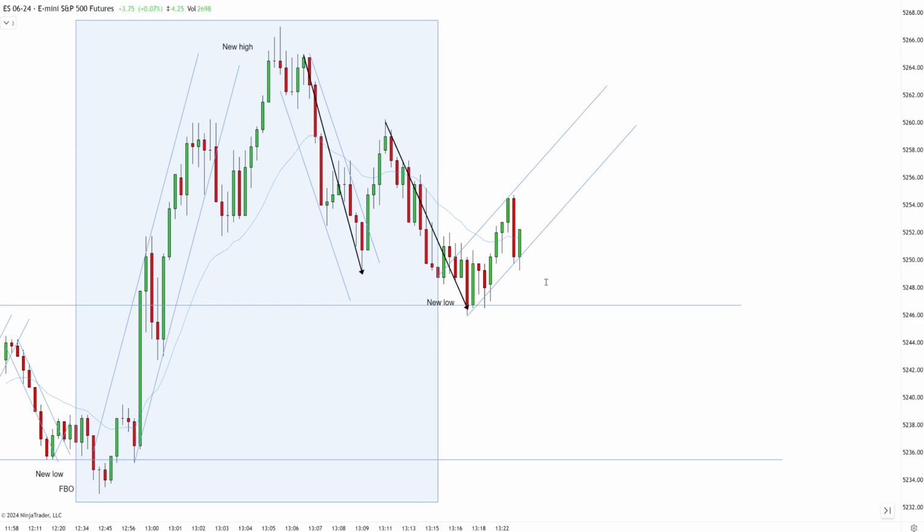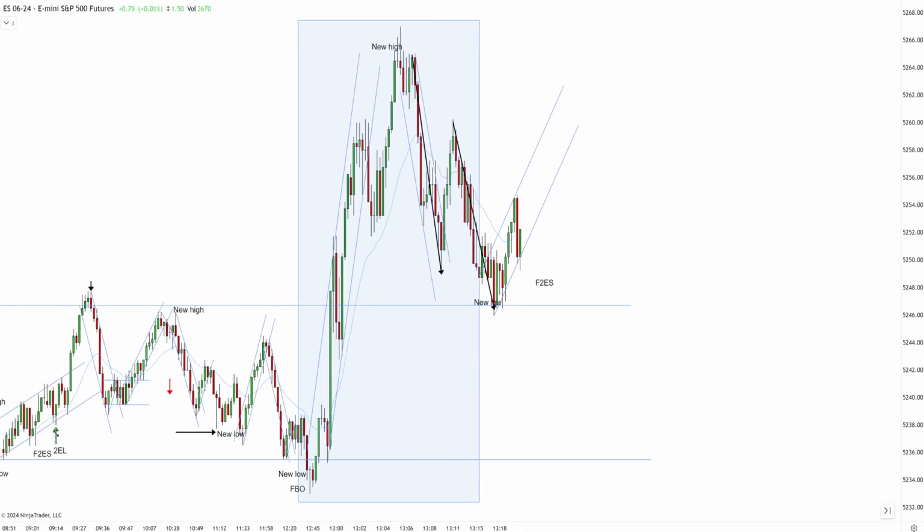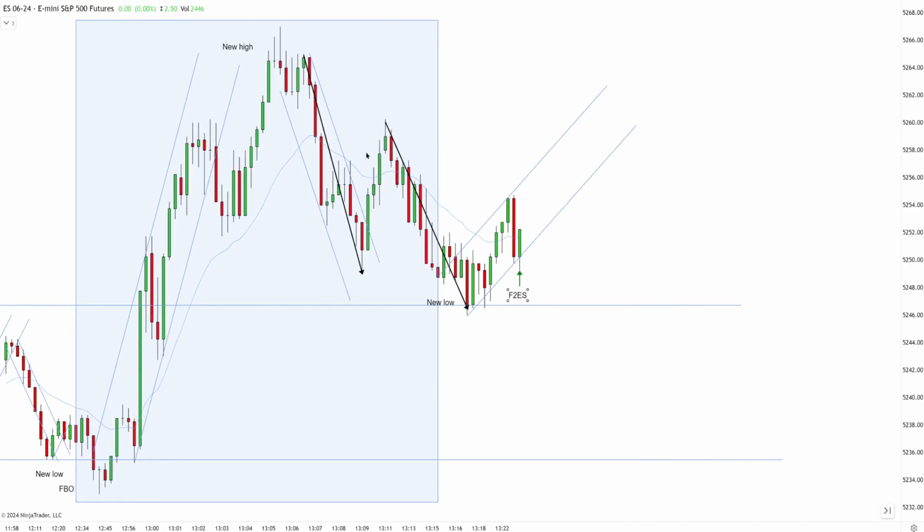This is great. Failed second entry short. Decent setup to take a chance. Failed second entry short, confirming why the channel two-legged pullback played out. A new extreme is formed.